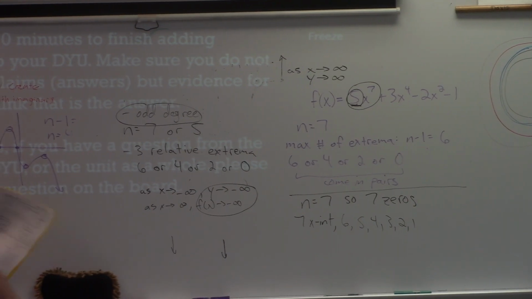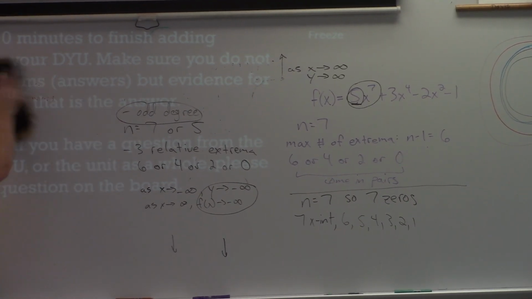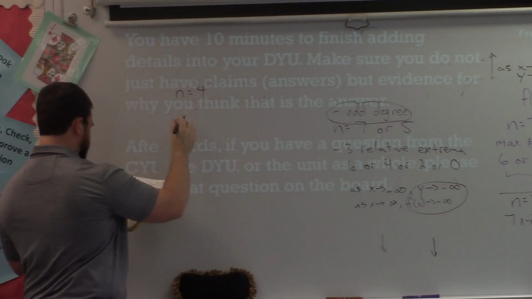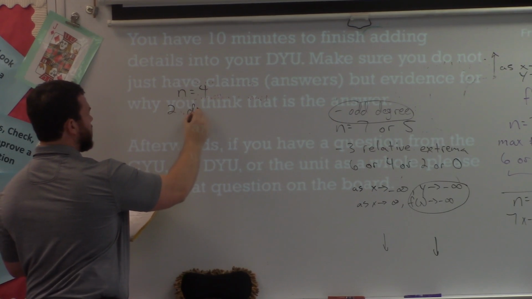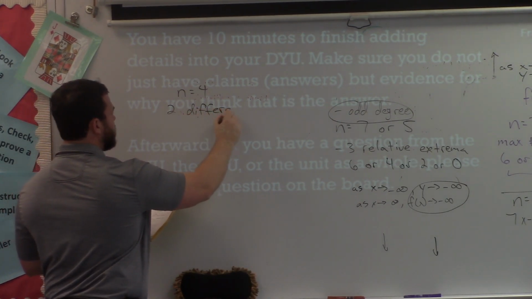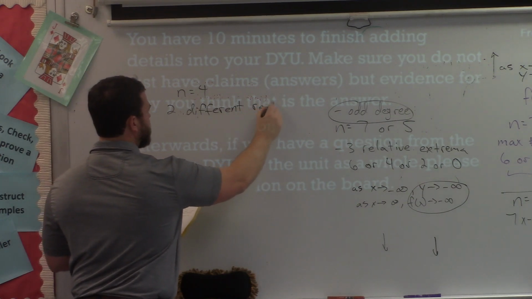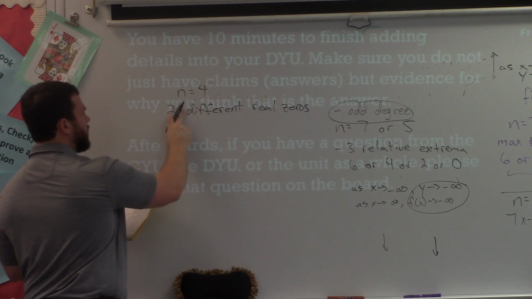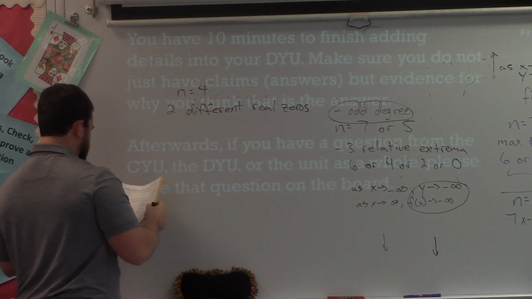The other one over here says degree 4. It says 2 different real zeros. Is it possible to have just 2 different real zeros? Yes. There's a couple ways that you can make this work. I'll show you a couple in a second.